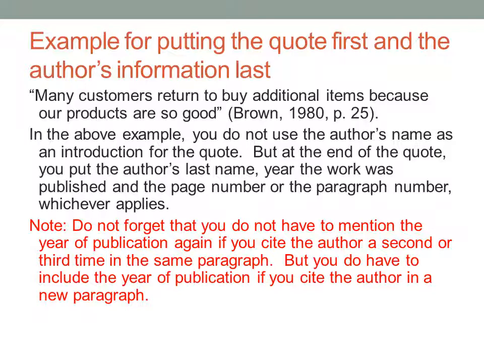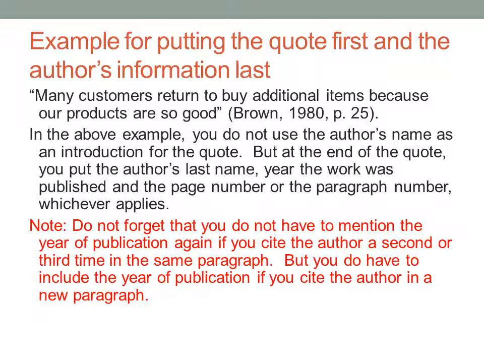Example for putting the quote first and the author's information last. So far I've shown you how to do it if you put the author's name first. But sometimes for effect, you may want to put the quote first and then the author's name. So if that's the case, I start off with the quote. And if you see this in quotation marks, that's why we call it a quote. It's in quotation marks, which means I copied this word from word, but I still have to give Brown credit. So in parentheses, right after I finish my quote, I put Brown, then I put the comma, I put the year of publication, and I put the page where I got it from.